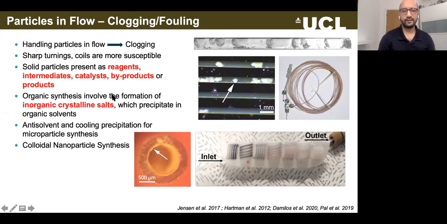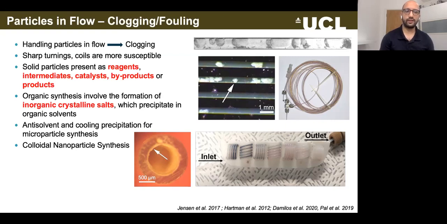So now we talk about synthesizing the particles in flow reactors. First we talked about flow reactors, and now we talked about particles. Now we talk about how we make these particles in flow reactors. So when these flow reactors are operated with particles, like when a particle is present as a reagent or intermediate, or used as a catalyst or byproduct or even product. So in any way, when a particle is related to the chemical reaction, and when we choose to do that reaction in flow reactors, in microreactors, they usually result in clogging.